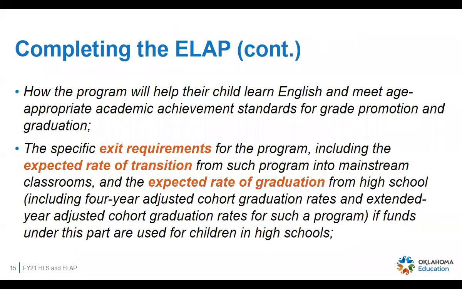You also need to communicate how the program will help their child learn English and meet age-appropriate academic achievement standards for grade promotion and graduation. This communication would also include specific exit requirements for the program, including expected rate of transition from such a program into mainstream classrooms and the expected rate of graduation from high school if funds under this part are used for children in high schools. So if you're using Title III funds in high schools, you also need to include this information. Okay, and that would include 4-year adjusted cohort graduation rates and extended year adjusted cohort graduation rates for such program.